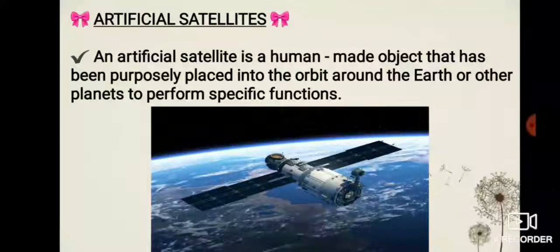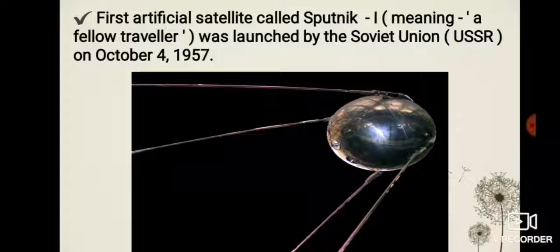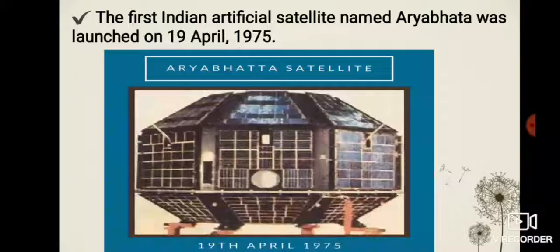Artificial satellites. An artificial satellite is an object that people have made and launched into orbit using rockets. The size, altitude, and design of a satellite depend on its purpose. First artificial satellite called Sputnik 1, meaning a fellow traveler, was launched by the Soviet Union, USSR, on October 4, 1957. First Indian artificial satellite named Aryabhata was launched on 19th of April in 1975.